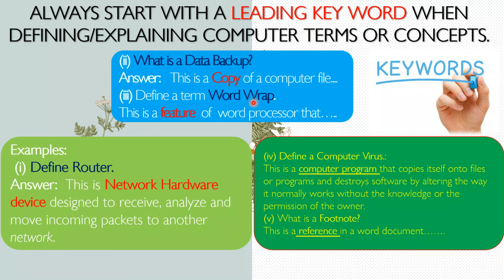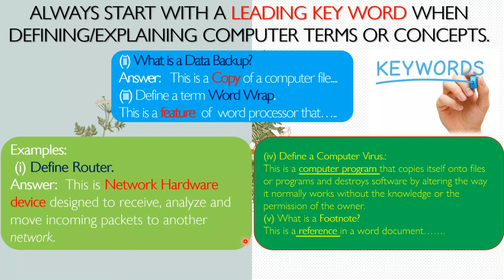Define the term word wrap. This is a feature. Remember, when you were starting word processing as a topic, you looked at different terminologies, you looked at features, and we have picked word wrap. You tell us that this is a feature of a word processor that automatically moves the cursor to the next line when the current one is finished. So at least put a leading keyword: copy, feature, network hardware device.